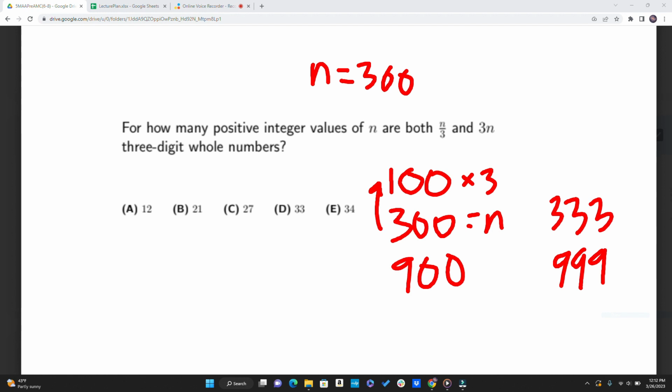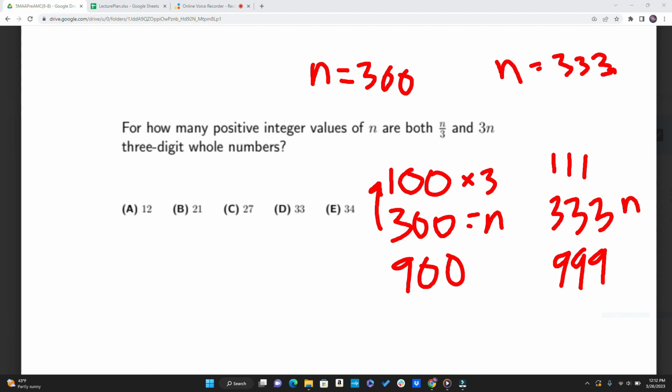And then our next one, you would get 111. So our biggest one would be n equals 333. Right? We can't get any bigger, because if we got any bigger, we would multiply by 3 and get a 4-digit number instead of a 3-digit number. So that doesn't work. So n equals 333.